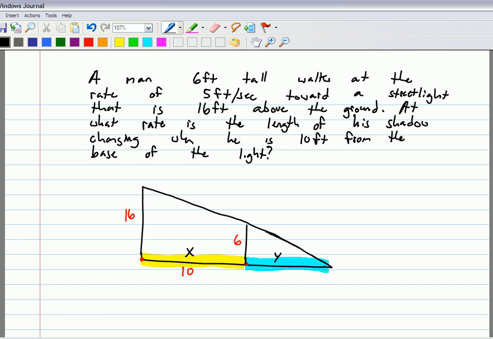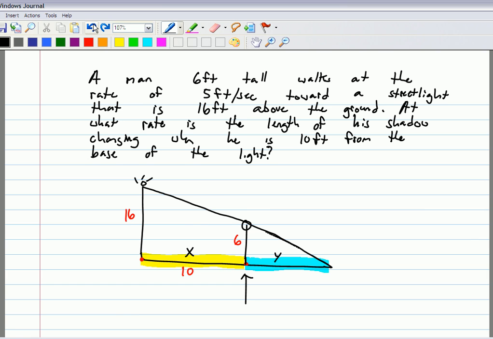So this one starts out, you got a guy 6 feet tall, walks at the rate of 5 feet per second towards a street light that is 16 feet above the ground. At what rate is the length of his shadow changing when he is 10 feet from the base of the light? So, the guy is standing here. Those are his feet. And the top of his head is there. You got the light source right here. Okay, that's the light source. And he's definitely walking that way.